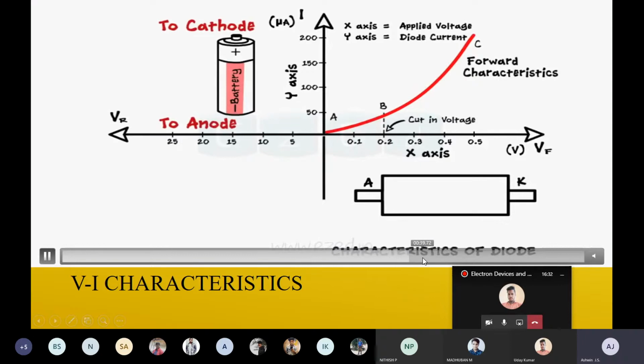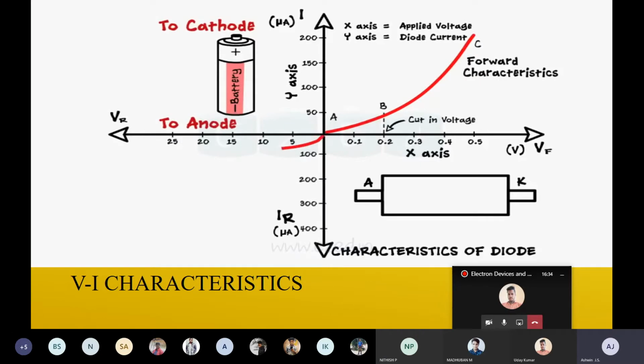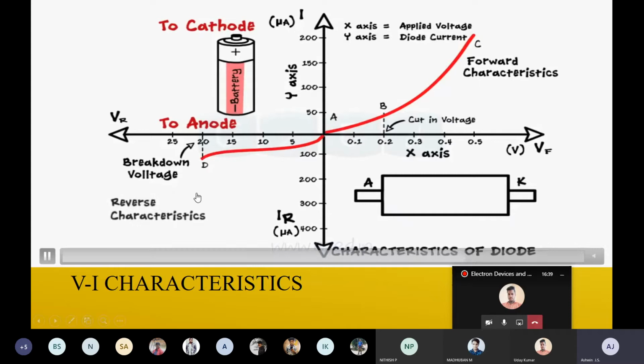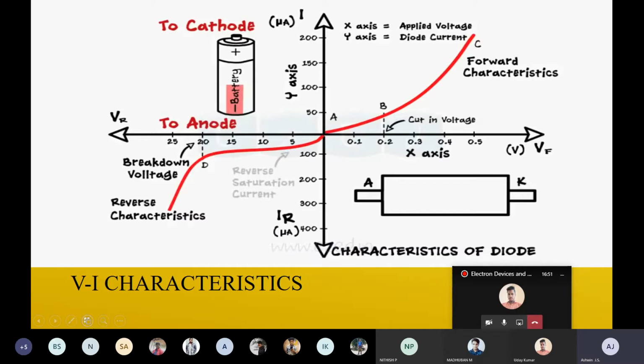Similarly, in the negative region, in a reverse bias condition, the reverse bias voltage is negative and the current is also negative. Up to this point it is a very small amount of current. In the positive region the current will be in the range of milliamps, but in the negative it will be in microamps. You can see here I am representing microamps IR, but in forward bias it will always be in milliamps.